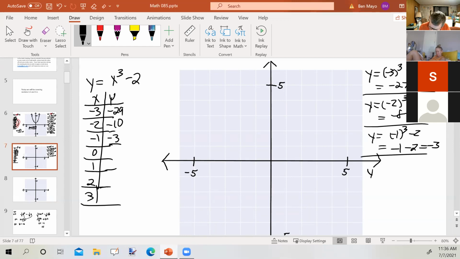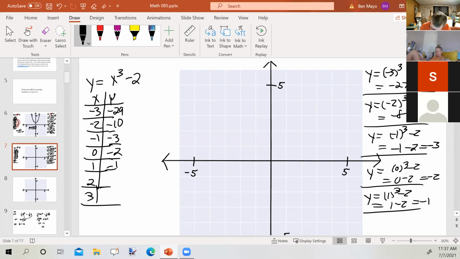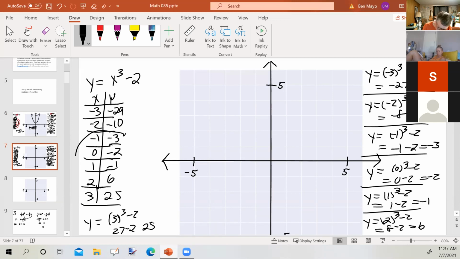If x is 0, y equals 0 cubed minus 2, which is 0 minus 2, or -2. If x is 1, y equals 1 cubed minus 2, which is 1 minus 2, or -1. If x is 2, y equals 2 cubed minus 2, which is 8 minus 2, or 6. And finally, y equals 3 cubed minus 2, 27 minus 2, 25. Okay, let's see, about all I can graph are those.